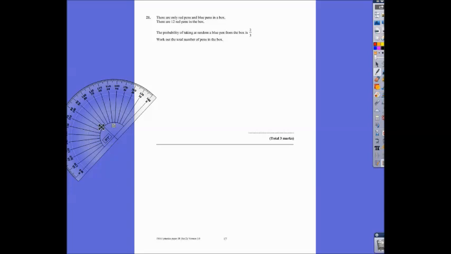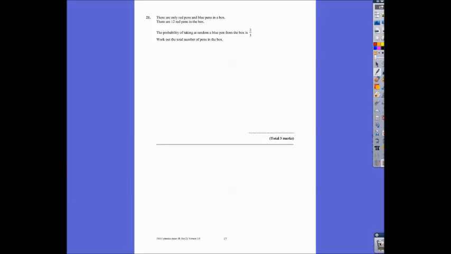Question 21. There are only red pens and blue pens in a box. There are 12 red pens in the box, and the probability of taking a blue pen is 2/3. So 2/3 is for the blue pens. If there's only red and blue in there, that means the remaining third must be the red pens. We're told that that's 12. So if 1/3 is 12, then 2/3 must be double that, 24. It asks for the total number of pens in the box, so if we add those two together, we get 36 pens.